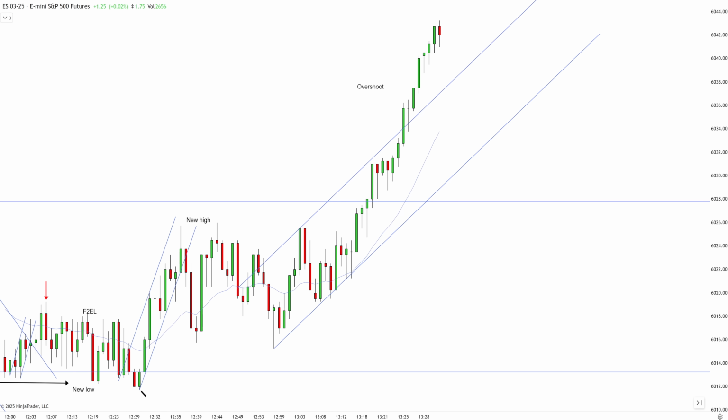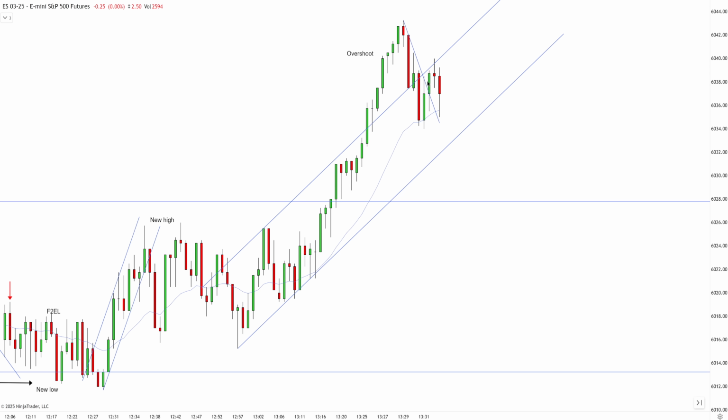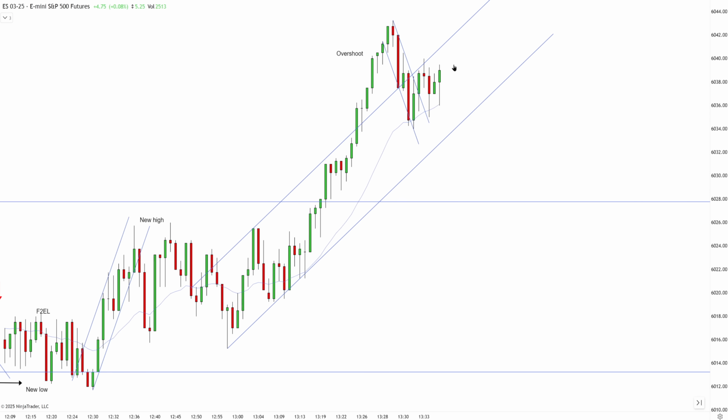Like this. Initially I was looking for something like this, but this is super broad. This doesn't look like a channel. This channel is too broad. It looks like this was consolidation and this was the move where the uptrend started. So we have an overshoot. You can have a stronger pullback in the opposite direction.